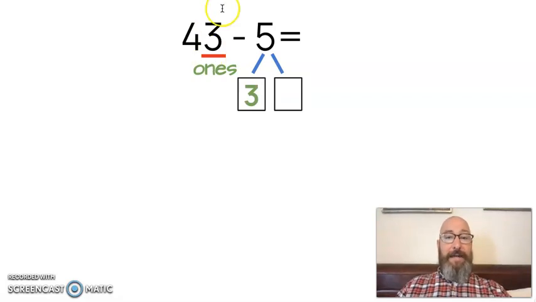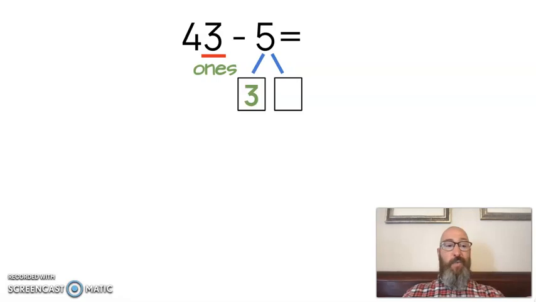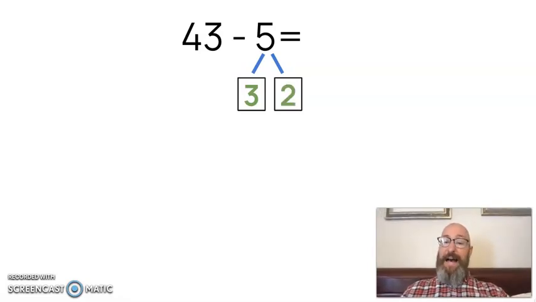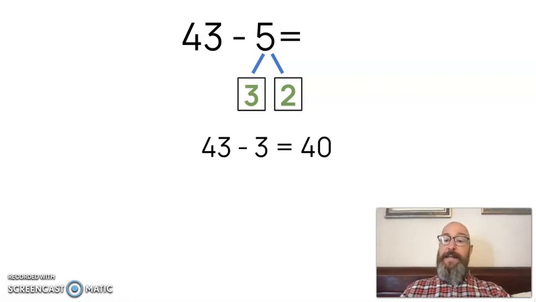Then I have to start thinking to myself, what plus 3 equals 5? Think in your head. And of course, I know that you know that 3 and 2 make 5. Now it's time to subtract. 43 minus the 3. And we know that we're just getting rid of all the ones here. So 43 minus 3 is 40. Now what do I do? Do you remember? I hope you said I subtract the 2. That is correct, and I do 40 minus 2.